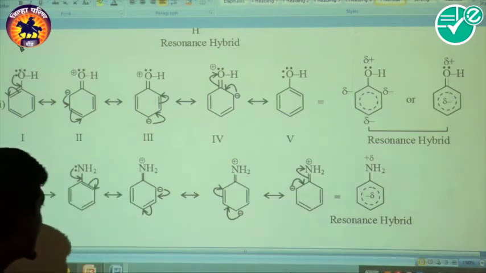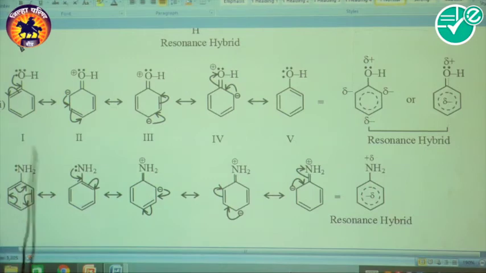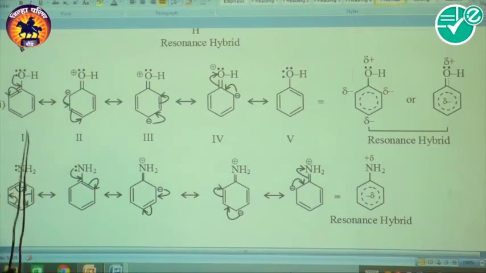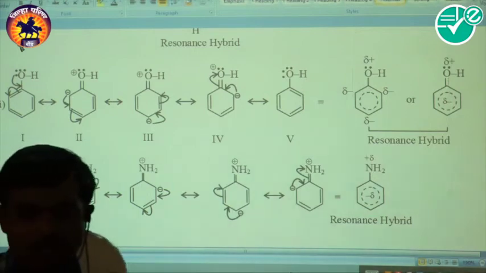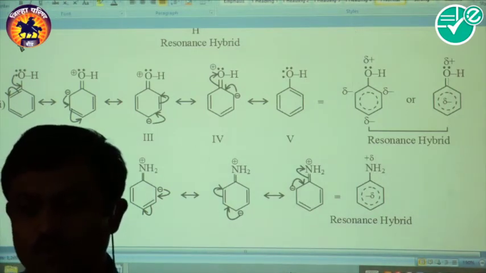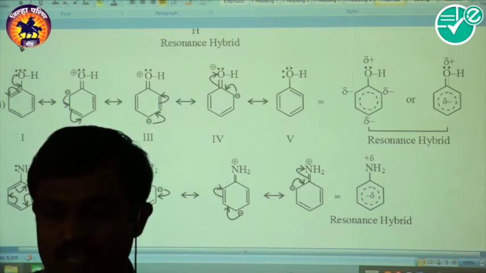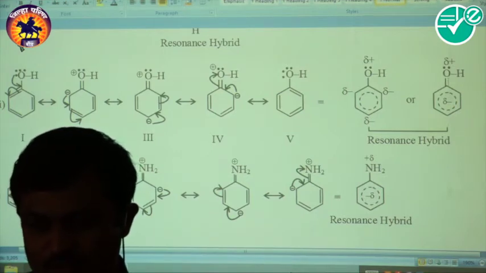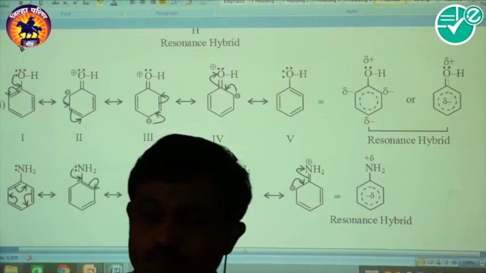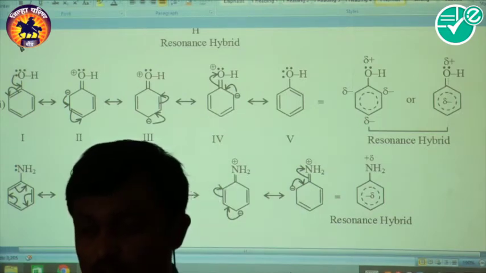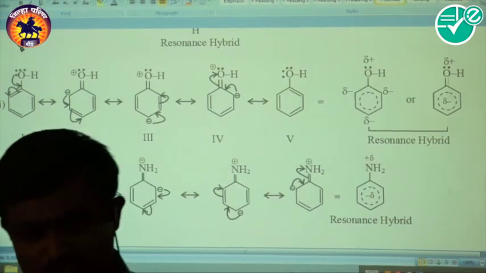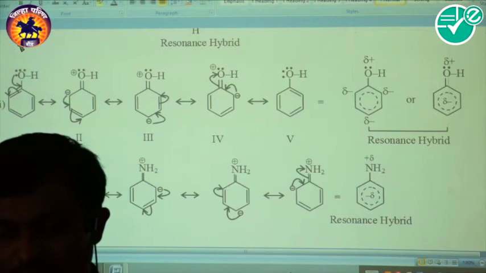In the same way, this is also an electron donating group. The electrons are pushed in the same way, and therefore the whole benzene ring carries a negative charge and has electron density. We know that such species, phenol or aniline, give electrophilic substitution reaction, ESR, at the ortho and para positions.